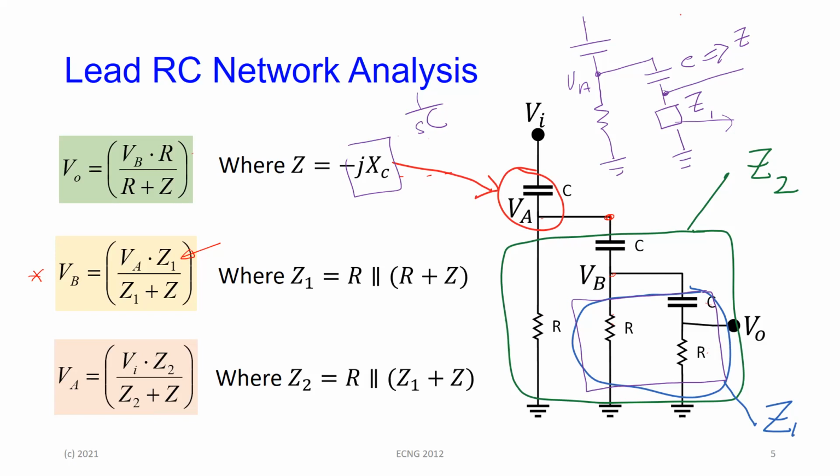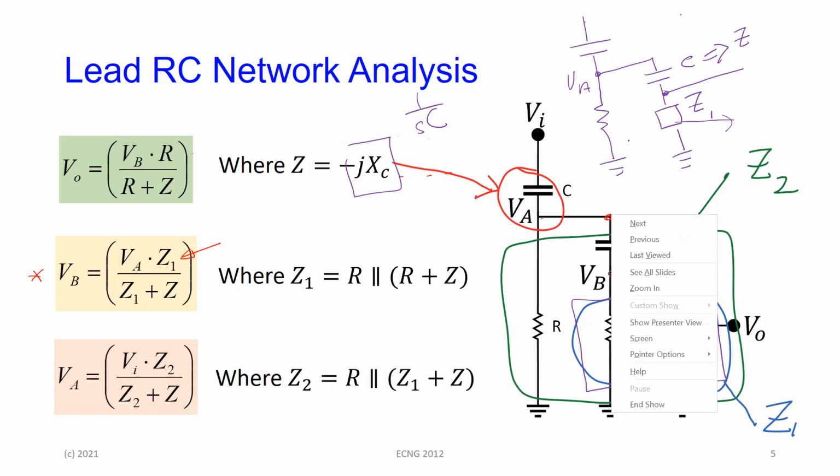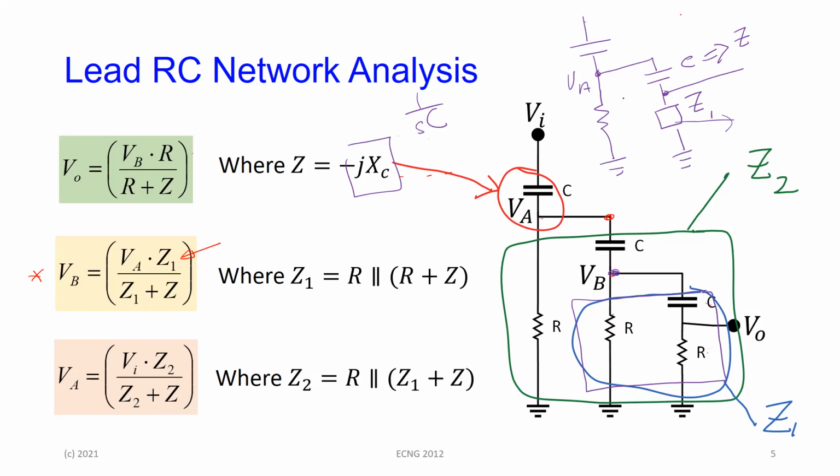Yeah. So the voltage at B, right? It will be starting from VA. Right. So this is VB. The voltage at B is VA over Z plus Z1, right? Multiplied by Z1. VA times Z.